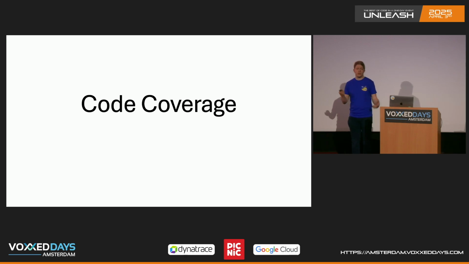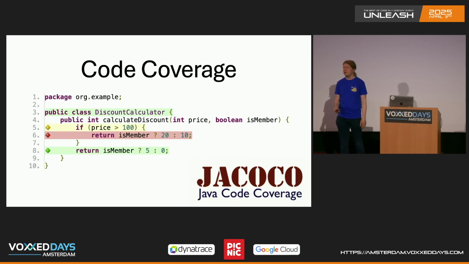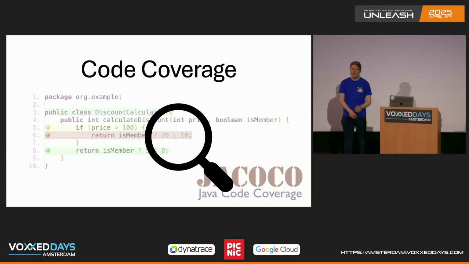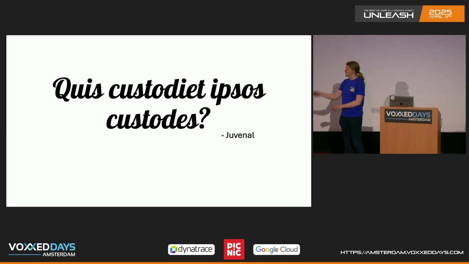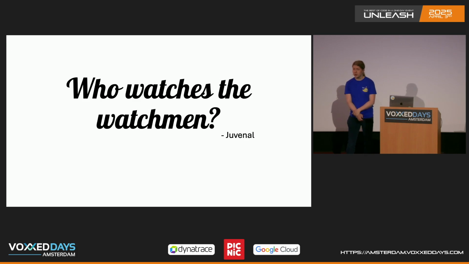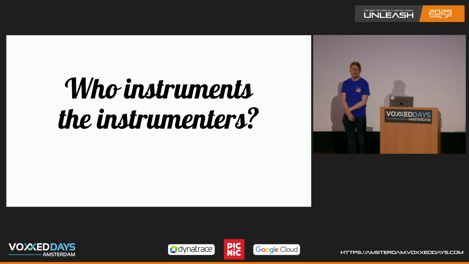So you saw before we had code coverage, ta-da, as before with JaCoCo. So you might wonder how this works, and that's why you probably are here. So to quote Juvenal, a Roman poet, quis custodiet ipsos custodes, who watches the watchman, in his satires that he wrote 2,000 years ago.